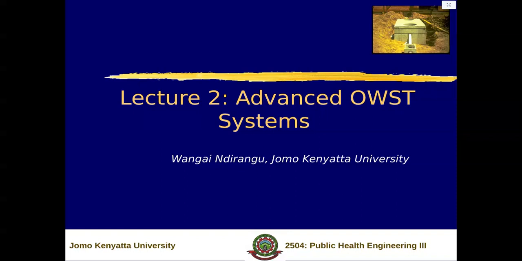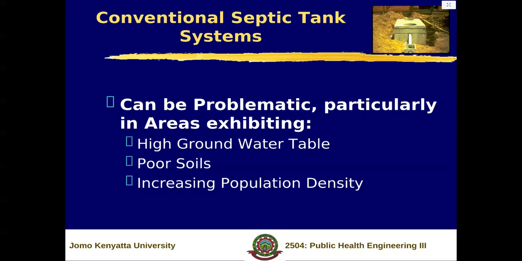So now, having said that, there are instances where we have high groundwater, and therefore the moment you discharge water from the septic tank, it immediately starts interacting with the groundwater, and so it contaminates. So there is no room for good treatment. Second is where the soils are poor, where the soils don't drain quickly. And the third one is where we have high population density.